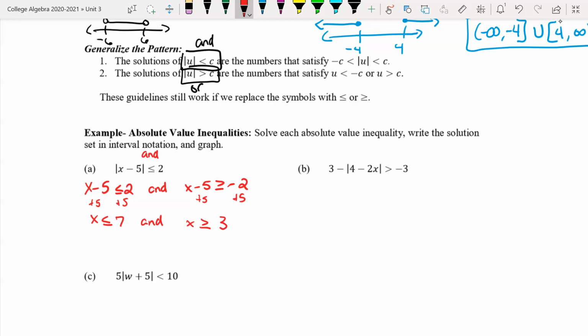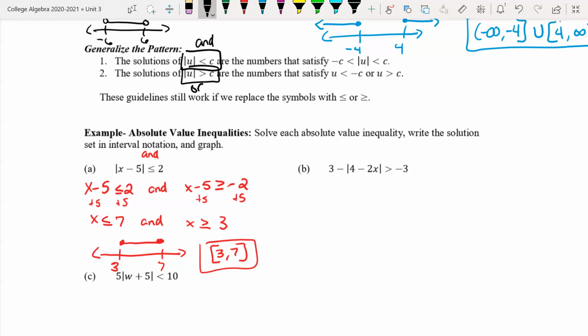So x is less than or equal to 7, and x is greater than or equal to 3. If I were to graph that, put closed circles, and it means you shade in between. So it'd be 3, 7 with brackets. All right.